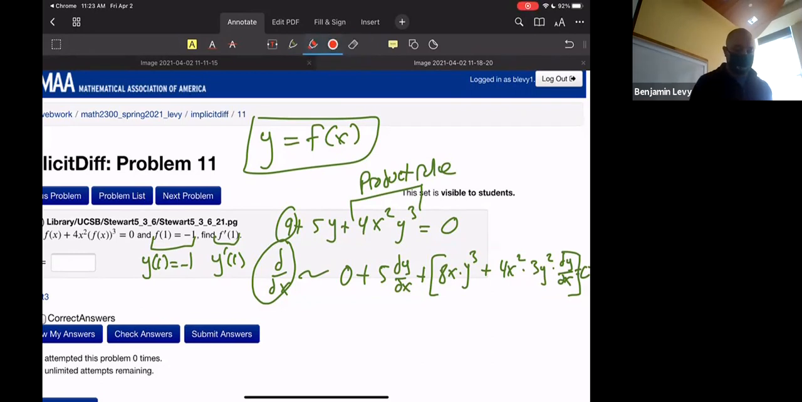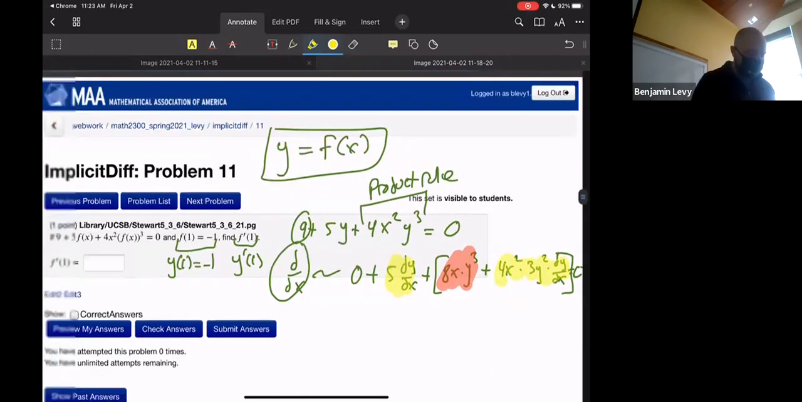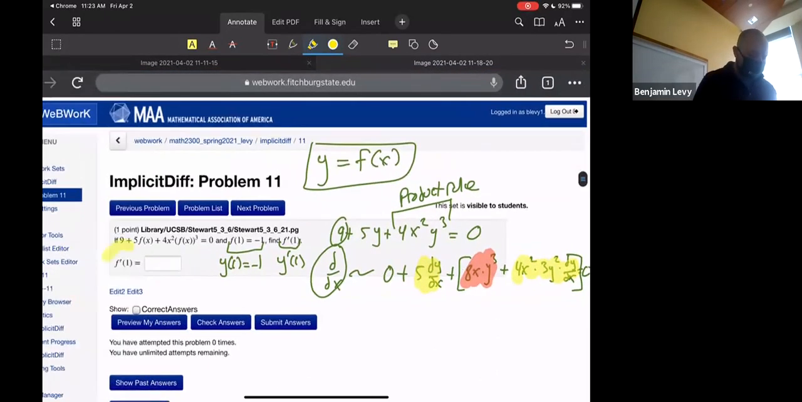You would move this piece over to the other side because it does not have a dy dx, but these two do, right? There's one here and there's one here. So you subtract the 8xy cubed over, factor out the dy dx, you divide things over, and then you just plug in. What is this one wanting us to do? Right, it wants us to plug in the number 1 at the end.